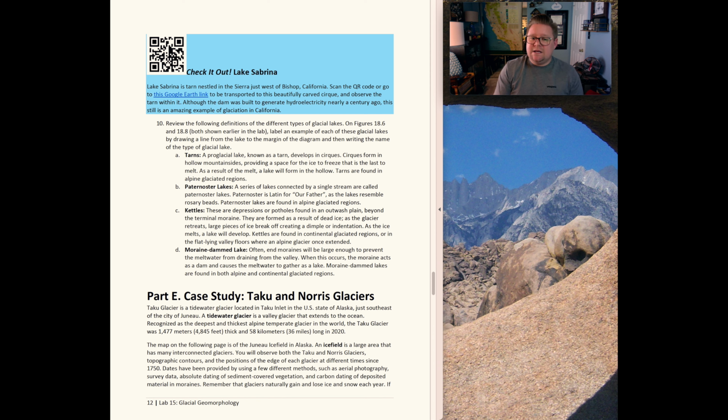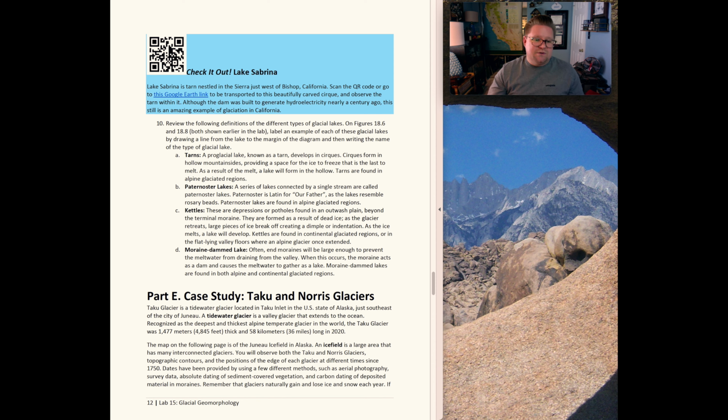Welcome to Part E, a case study on the Taku and Norris glaciers based out of Juneau, Alaska. I think one of the best ways to observe glacial advancement and retreats is by utilizing genuine case studies that have prolonged data, going back to the 1700s up to present day, of seeing how advancements and retreats of these glaciers have operated. What we're finding is that this glacial area in Juneau, Alaska are known as tidewater glaciers, meaning essentially they're the type of glaciers that extend out into oceanic waters and then can calve off and turn into an iceberg.